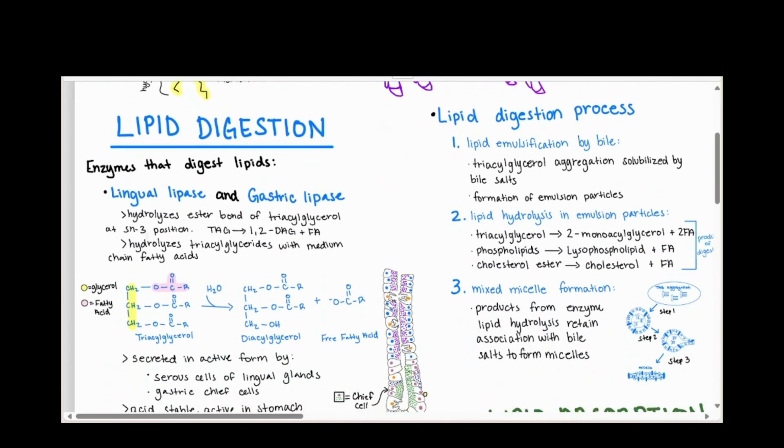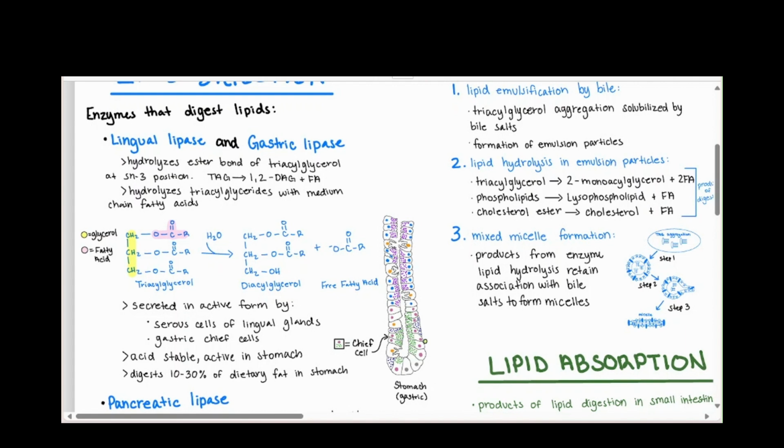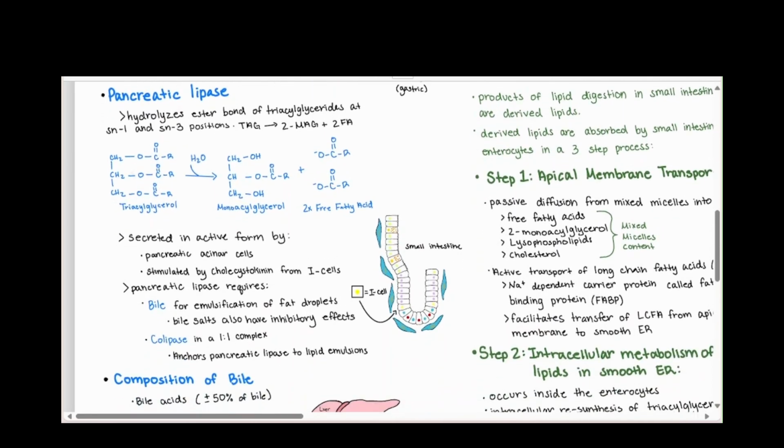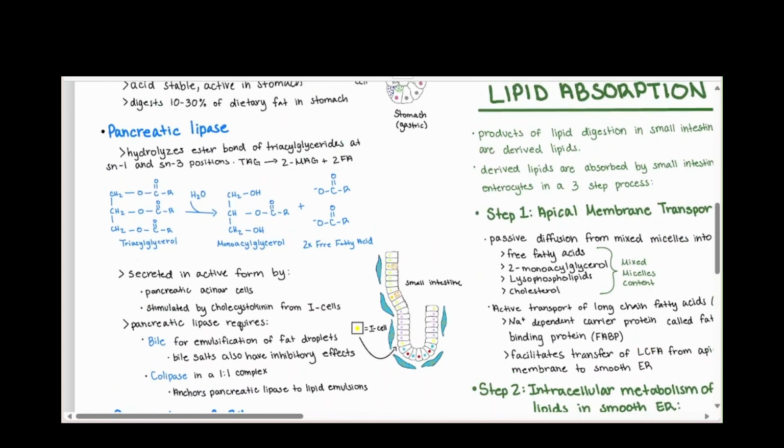The process starts with enzymes like lingual and gastric lipase, which break down triacylglycerols by hydrolyzing their ester bonds. These enzymes act at the SN3 position, converting triacylglycerol into diacylglycerol and a free fatty acid. Lingual lipase is secreted by serous cells in the mouth, while gastric lipase is released by the gastric chief cells in the stomach. As lipids enter the small intestine, pancreatic lipase becomes essential.